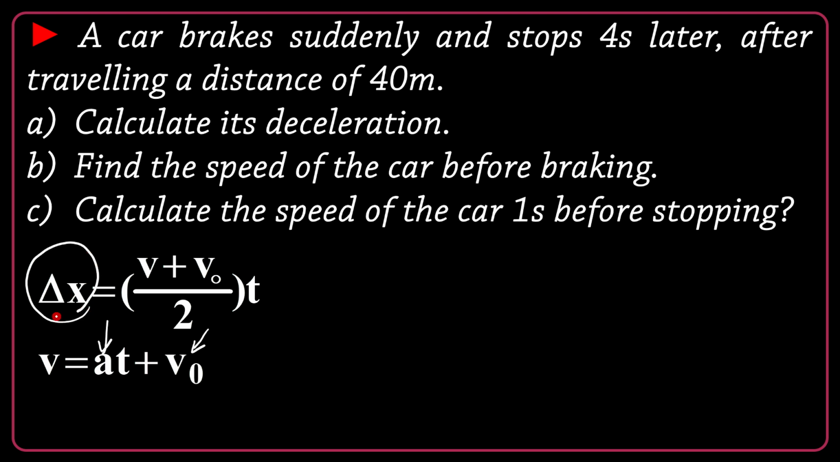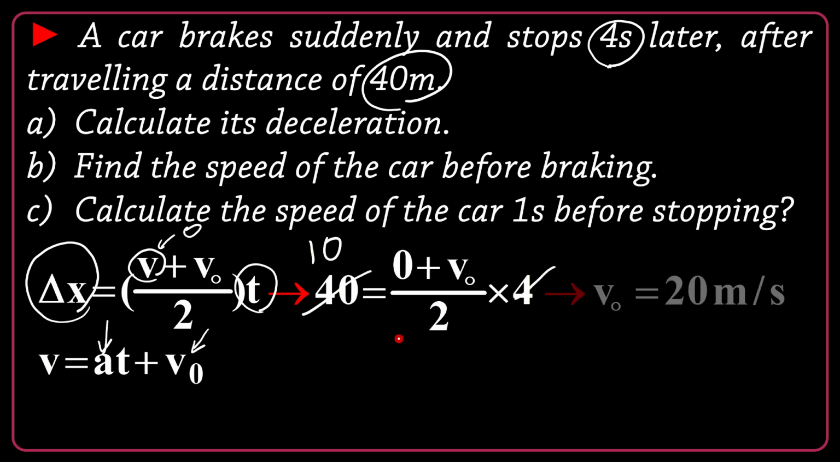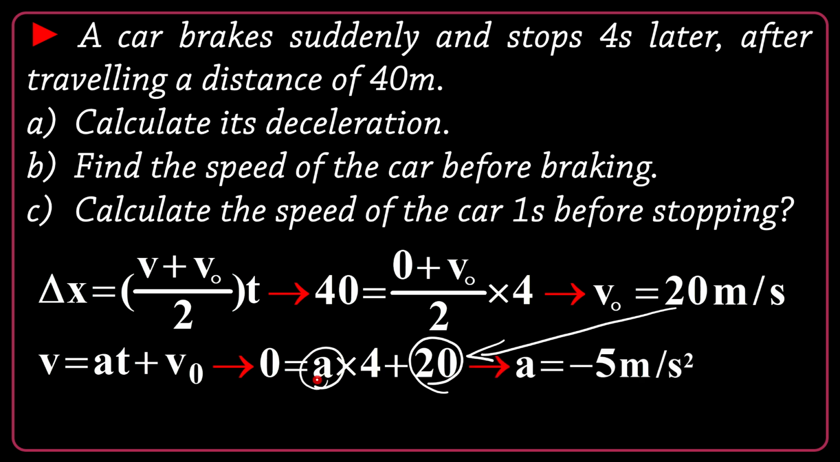Because I know delta x is given to be 40 meters, the final velocity is 0, and the time is given to be 4 seconds, it's very easy to find. I plug in the values and find the initial velocity, let's simplify this, it's 20 meters per second. Then I plug in the 20 here. It's exactly what I found before, and the acceleration is going to be negative 5 meters per second squared.